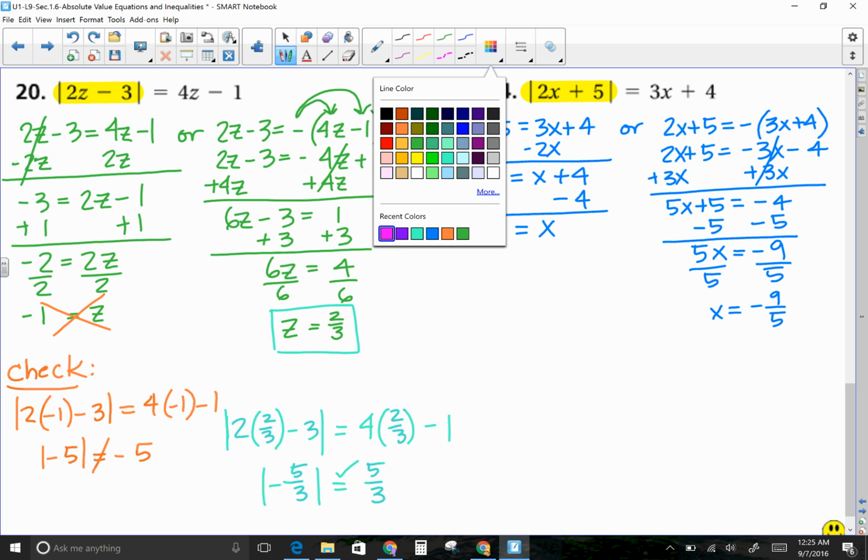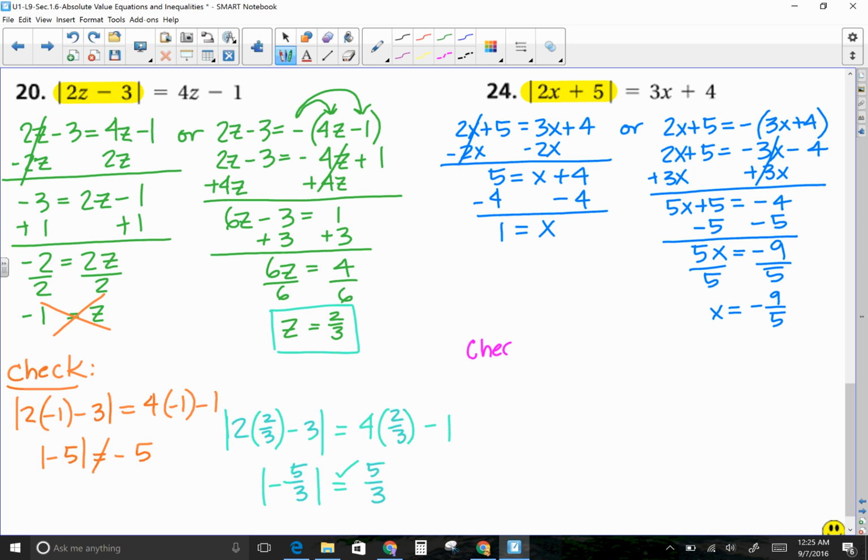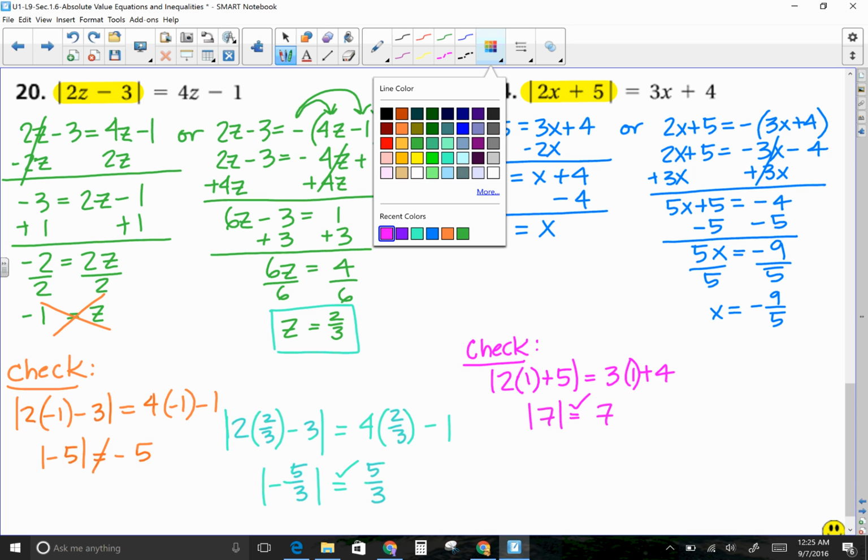Let's go with this. So I'm going to first check 1. And that means it's going to look like this. It's going to be the absolute value of 2 times 1 plus 5. Does that equal 3 times 1 plus 4? Well, 2 plus 5 is 7. So is the absolute value of 7, does that equal 7? Yes, it does. All right, let's go with the other one.